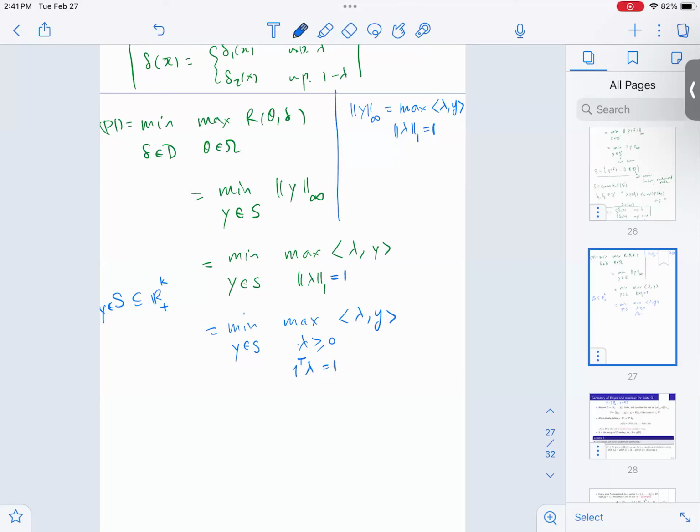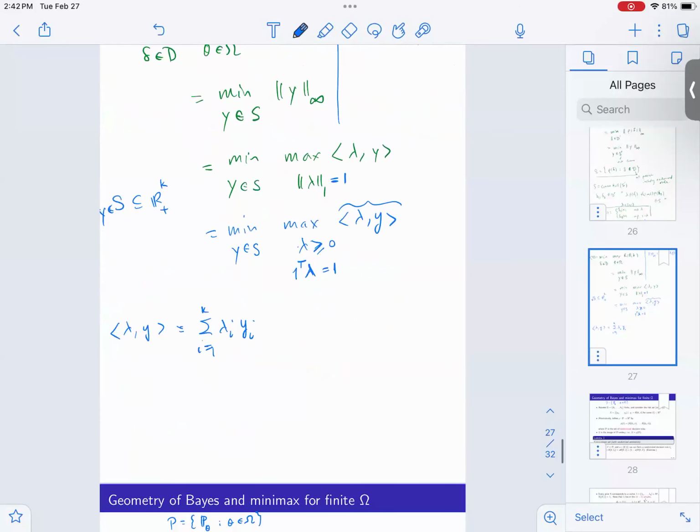The reason I can assume that all the coordinates of lambda are positive is easy to argue: since all the coordinates of y are positive, the maximum has to be in that direction. So all the coordinates are non-negative, and then they have to sum to one. Now if you look at this, lambda is a probability vector. And this has an interpretation. What is the interpretation? Lambda transpose y is the summation over i from 1 to k of lambda i y i. You can think of lambda as a probability distribution, a probability vector on the parameter space.